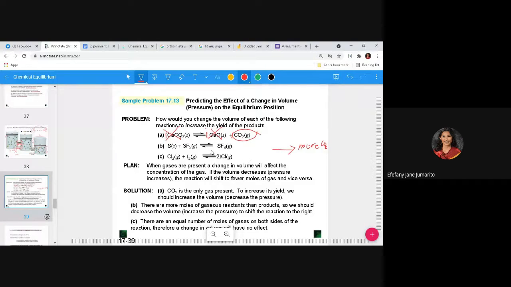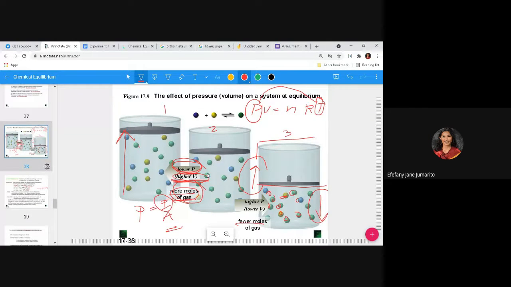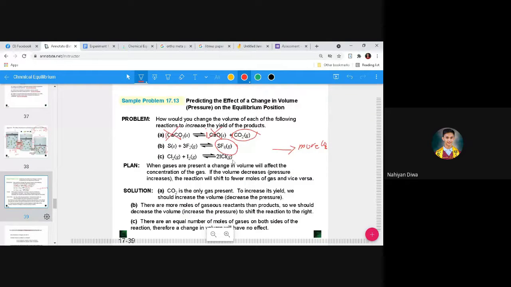Yes. Okay. Now, what are we going to do with our SF6 para mo dako daw ang moles of SF6? I-decrease ang volume. Para mo increase ang pressure, then mashift siya ang equilibrium to the right. To the right. All right.